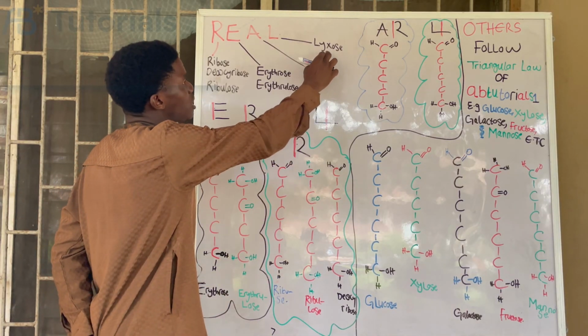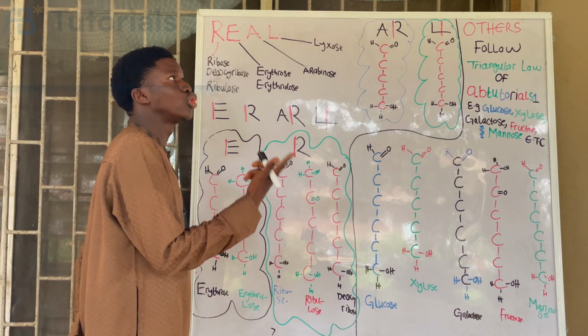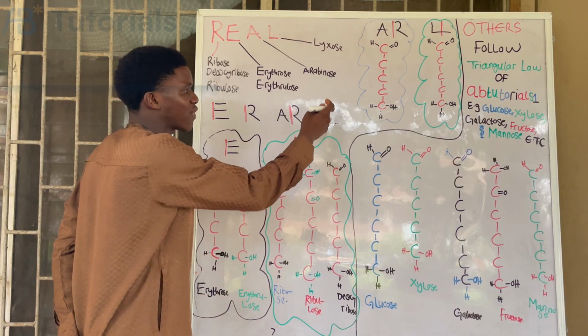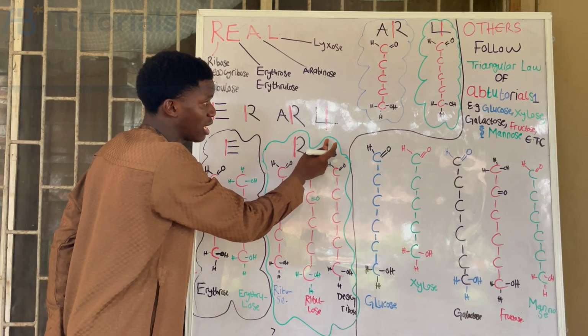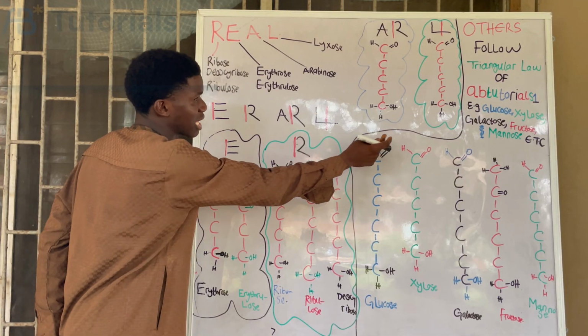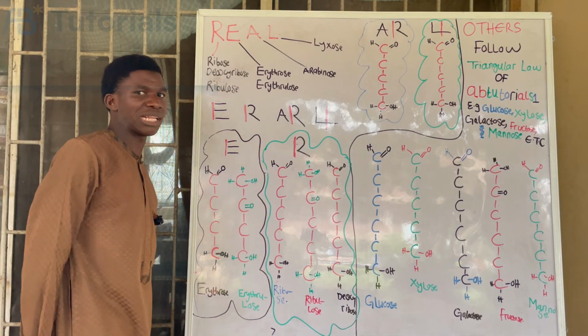Now, the next one, which is the lyxose. All you just have to do, after drawing the carbon chain, which is this vertical red line, is to draw the letter L on it. I hope that is clear.